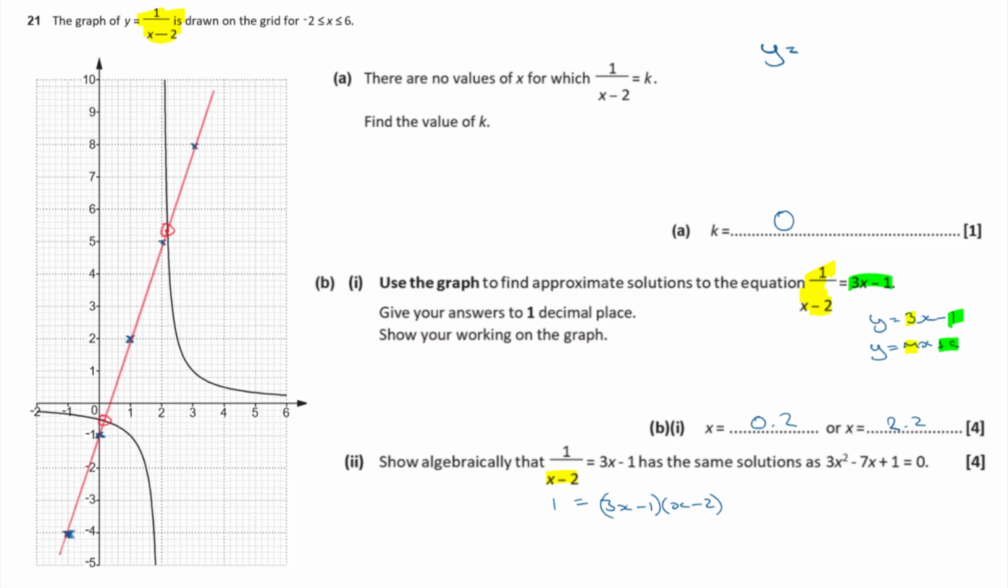Okay, now multiplying out the brackets using FOIL, first outside inside last, I'm going to get 3x squared minus 6x minus x plus 2. That's still equal to 1, isn't it? So then collecting like terms, I've got a 3x squared term. I've got a minus 6x and a minus 1x. That gives me minus 7x. I've got 2, but remember I've got 1 this side, so taking the 1 away from both sides, I'm going to get 0 is equal to 3x squared minus 7x plus 1 on that side. So I've done it then, as required.